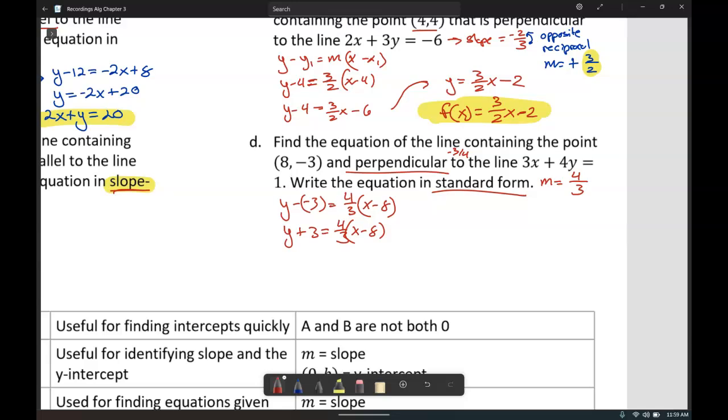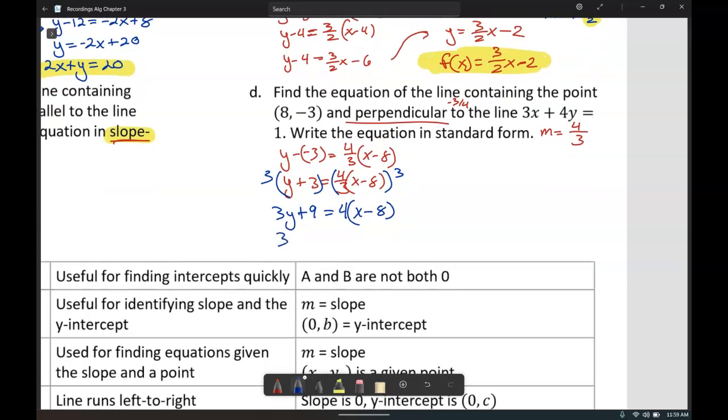Again, we need to write it in standard form, so we will go ahead and get rid of our fraction by multiplying by 3. We can distribute. Move our variables to the same side and our constants to the opposite. And then we want to multiply everything by -1 so that x is positive. And there's our standard form.